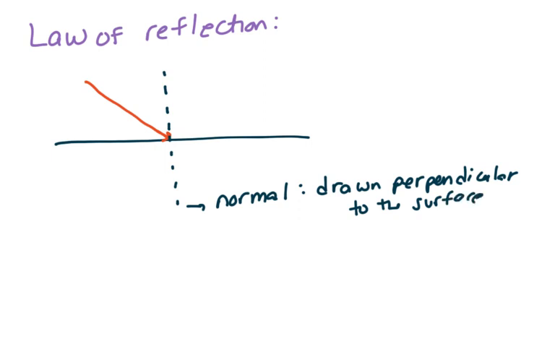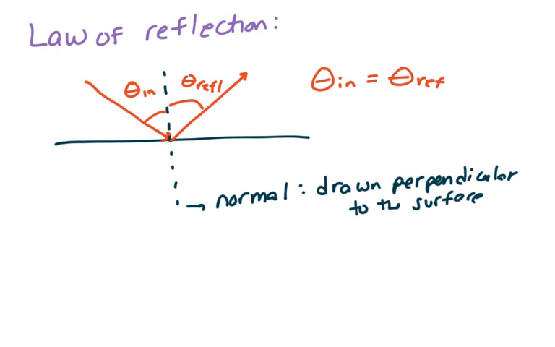You need that normal because this is your angle of incidence. Then the light ray is going to reflect off, and this becomes your reflected ray. Well, the angle of incidence has to equal the angle of reflection in the law of reflection. You need the normal because that's where we draw the angle in reference to the light ray.